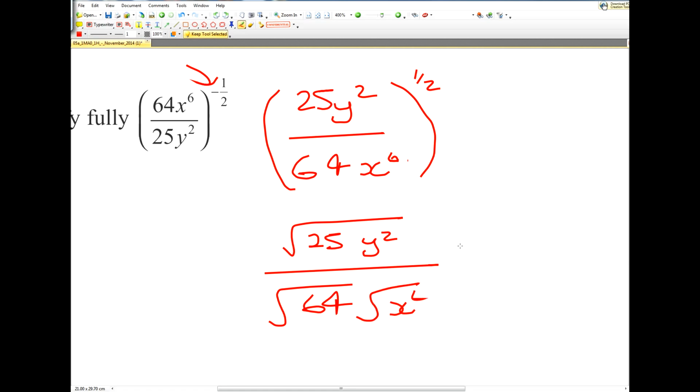Now, the square root of 25 will give us 5. The square root of y squared will give us y. The square root of 64 will give us 8. And what is the square root of x to the power of 6? x to the power of 3, because x to the power of 3 times x to the power of 3 gives you x to the power of 6. And that is the final answer for that one.